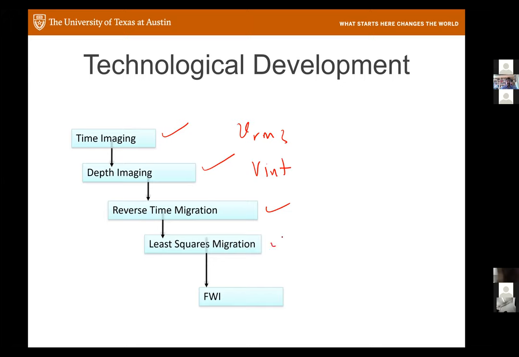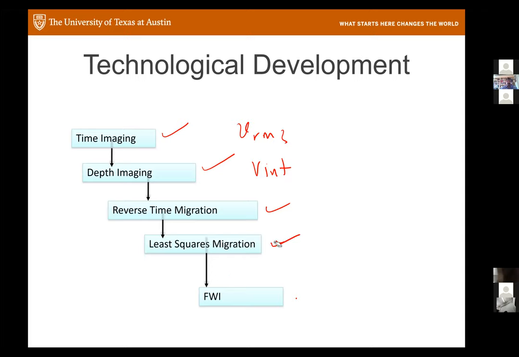And here I talked about least squares migration and FWI. But actually, least squares migration, if I remember correctly, was invented later than the theory of FWI. The theory of FWI was developed in the late 70s or early 80s, and least squares migration came a little bit later.